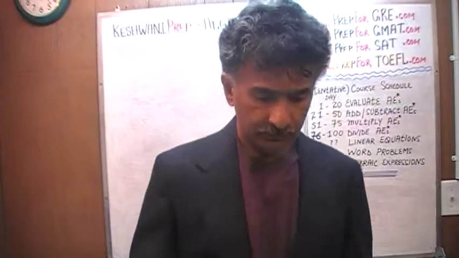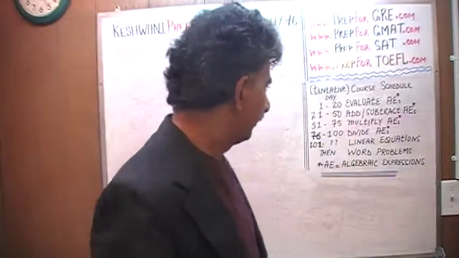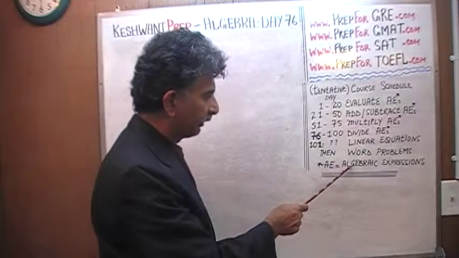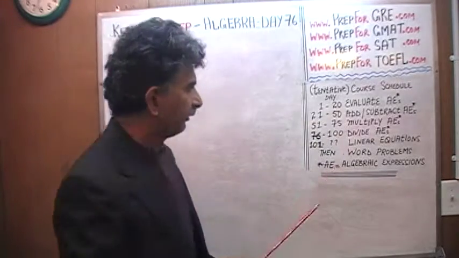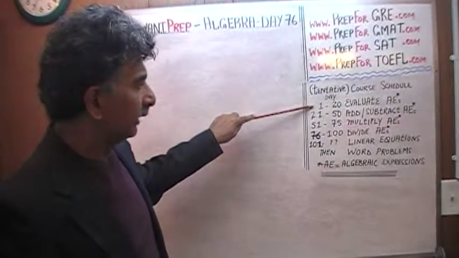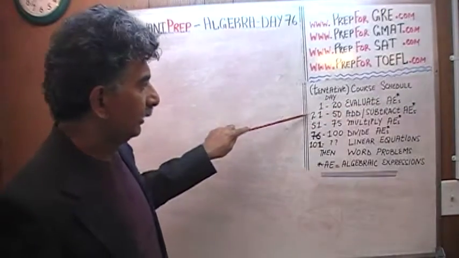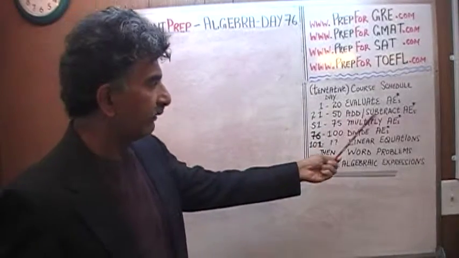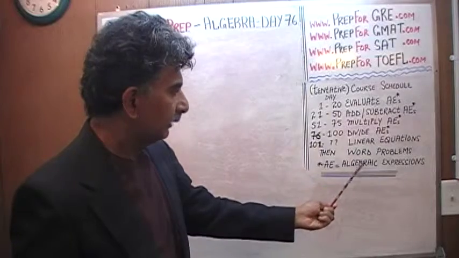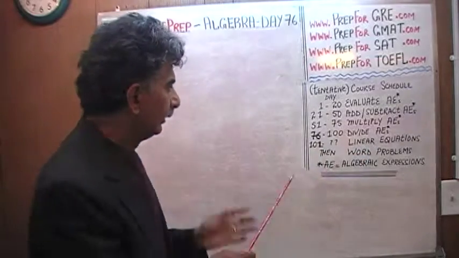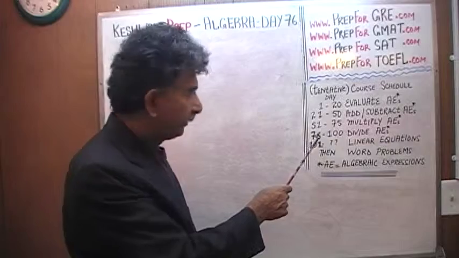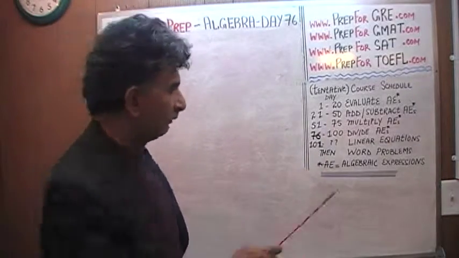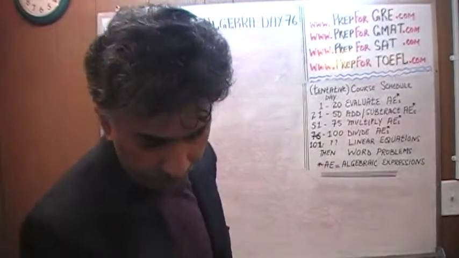Today is our lesson number 76, day number 76. Starting from today, we're going to learn how to divide algebraic expressions. The first 20 days of the course, we learn how to evaluate algebraic expressions. Over the next 30 days, from day number 21 through 50, we learn how to add and subtract algebraic expressions. AE stands for algebraic expressions. And then over the next 25 days, from day number 51 through 75, we had been doing multiplication of the algebraic expressions, and today we're going to learn how to divide.